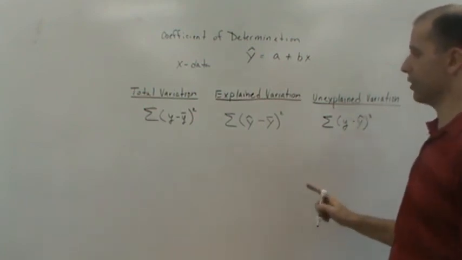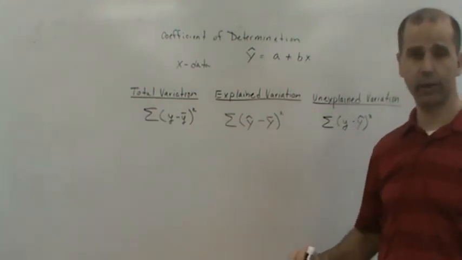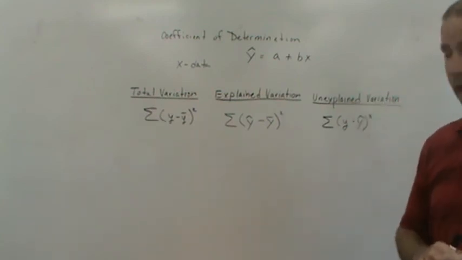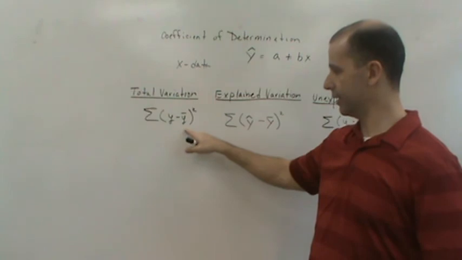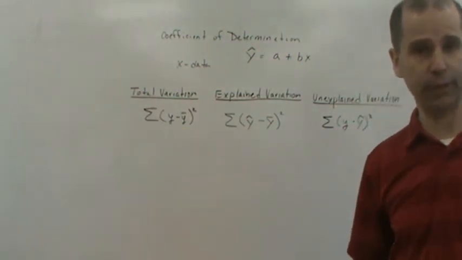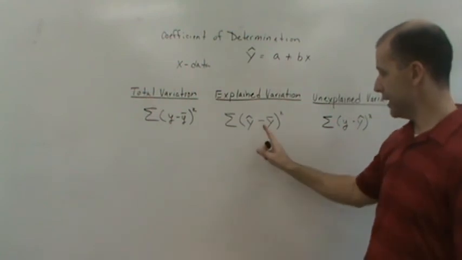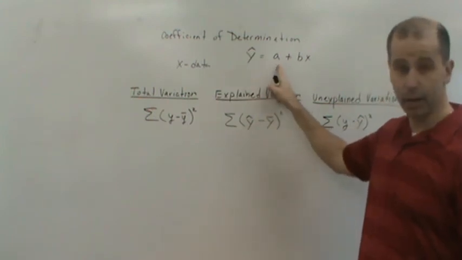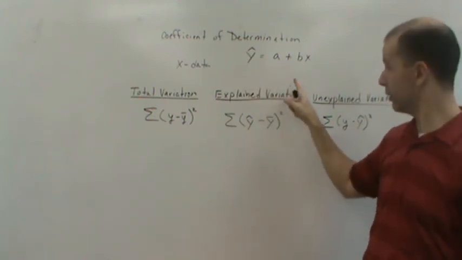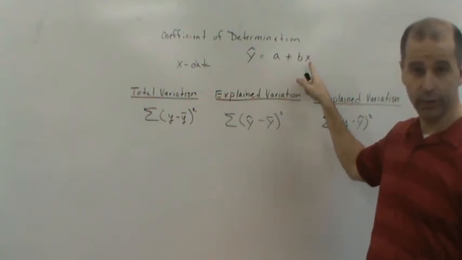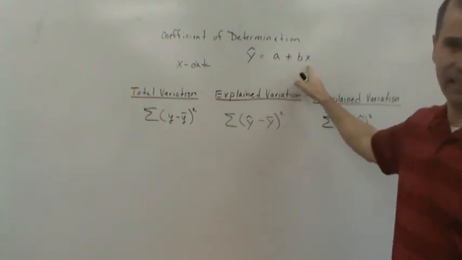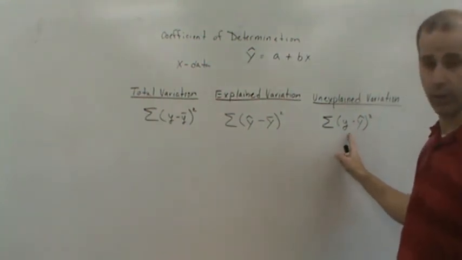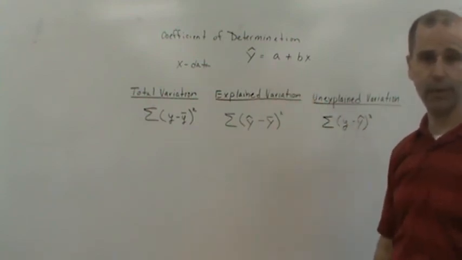Okay, so these are the three pieces. Here's total variation. That's the variation that we see in the y data, which has nothing to do with the model. This is just taking our sample, basically calculating the sample variance. This piece here is the amount of variation that is explained by the model, or explained by the variation that we see in our x variable, the independent variable. The last piece is the unexplained variation, the variation that is not explained in the model, which we don't know.